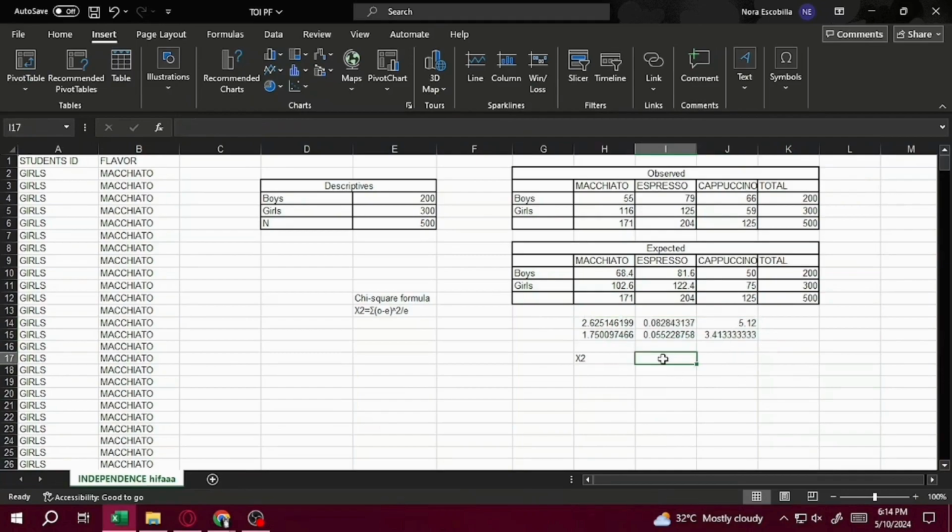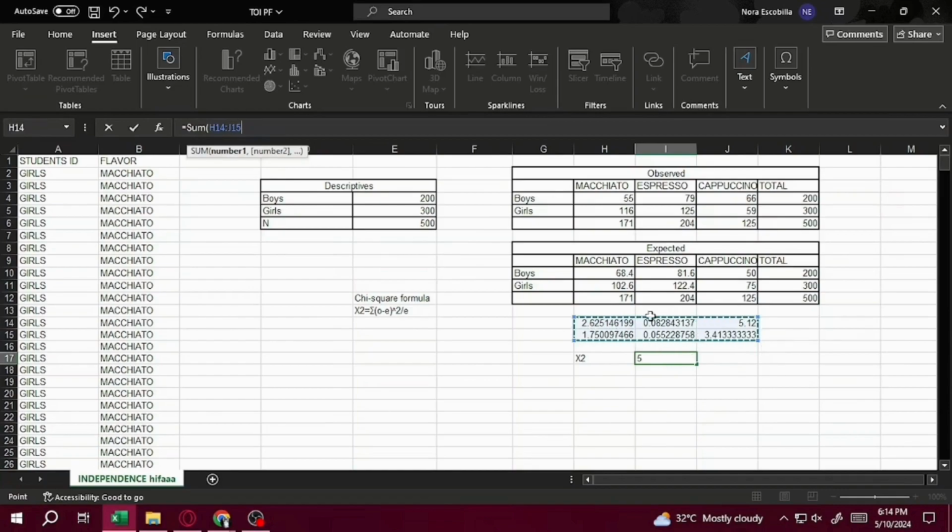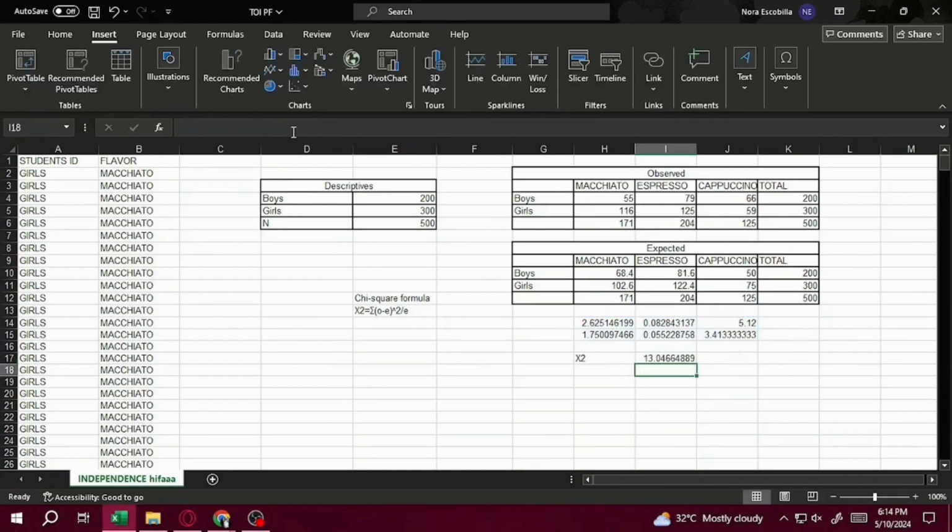After pasting it to the top, now we will add these together. Let's type equal sum and select the values. And now we got our chi-squared value, 13.05.